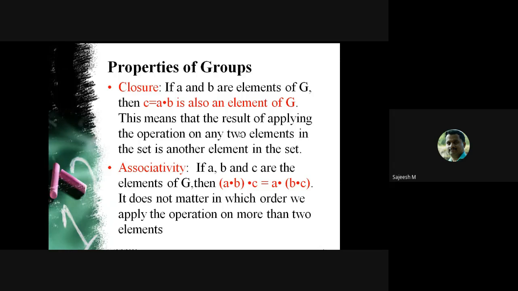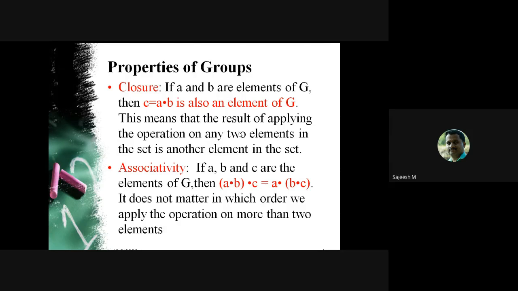We can define the closure property as: if A and B are elements of G, then C equal to A dot B is also an element of G. This means that the result of applying the operation on any two elements in the set is another element in the set. That is the first property which must be satisfied by a set and an operation to be a group.